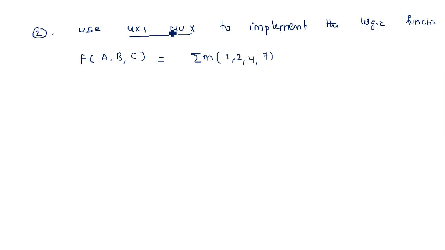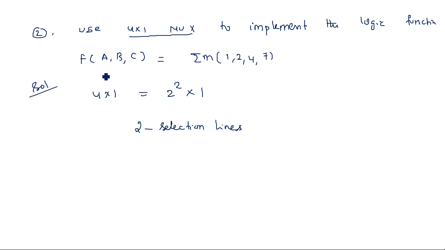How many selection lines are there? 4 by 1 mux means you can write it as 2 power 2 by 1. So how many selection lines are there? 2 selection lines are there, and only 4 inputs are there. So now this 4 by 1 multiplexer has to implement the logic function F of A, B, C equal to summation of 1, 2, 4, 7.